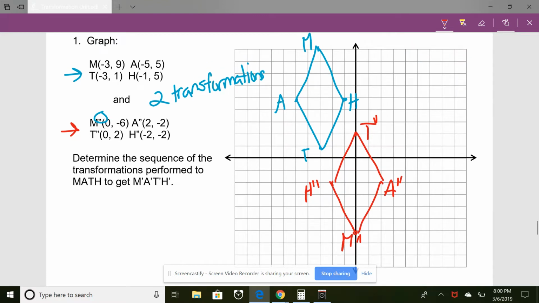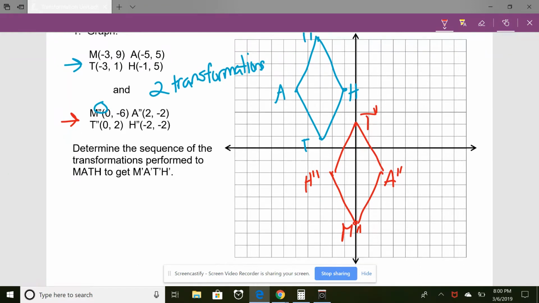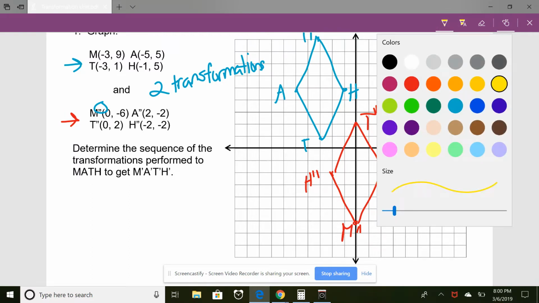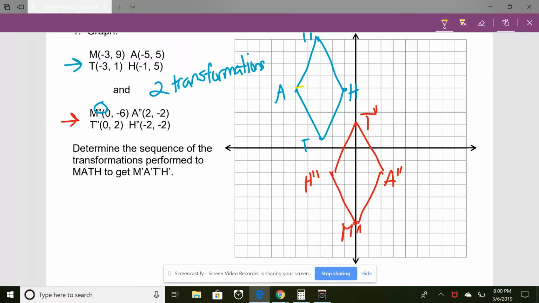Now, if I take a look and compare the figures, first thing I try to look at is if it's dilated or not. Okay, if it's made bigger or smaller. And what I do is just take the distance between 2 points that's easy to count. In this case, I'm going to look at AH. AH is 4 blocks right there. AH over here is 4 blocks. So those stay the same size. That means it's not dilated, so the scale factor is just 1. So we don't have to worry about a dilation being a transformation.